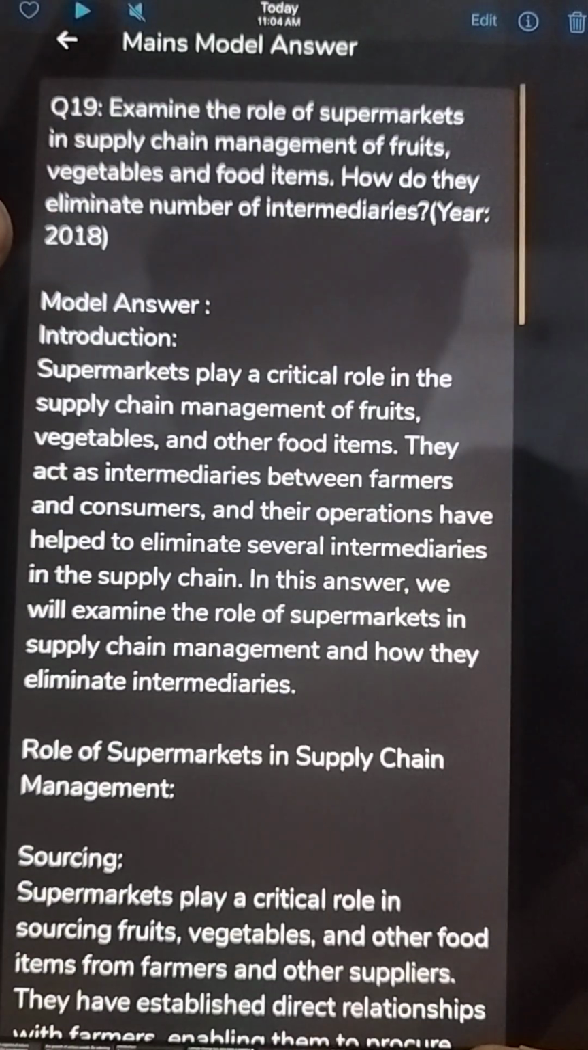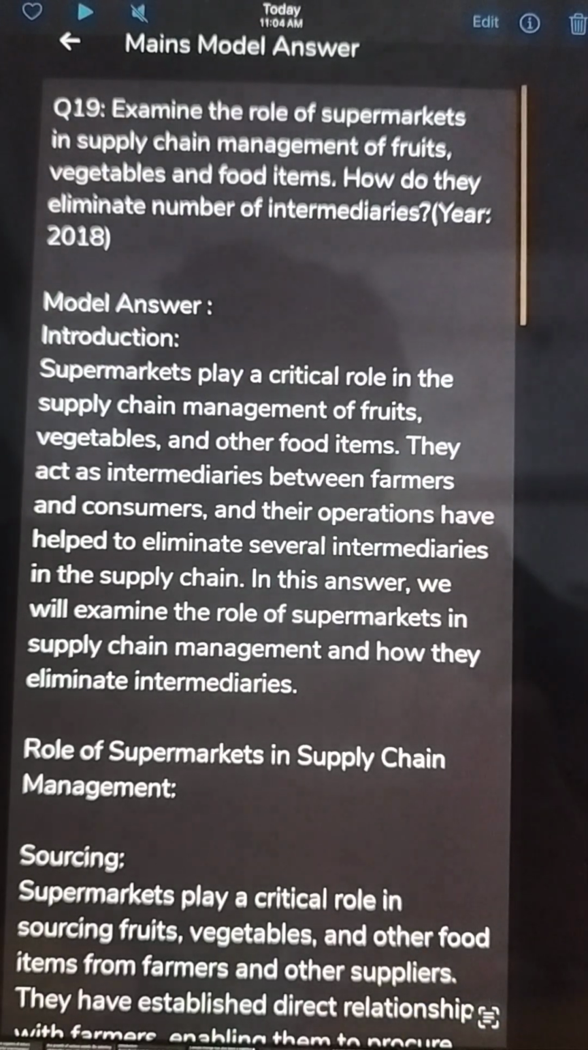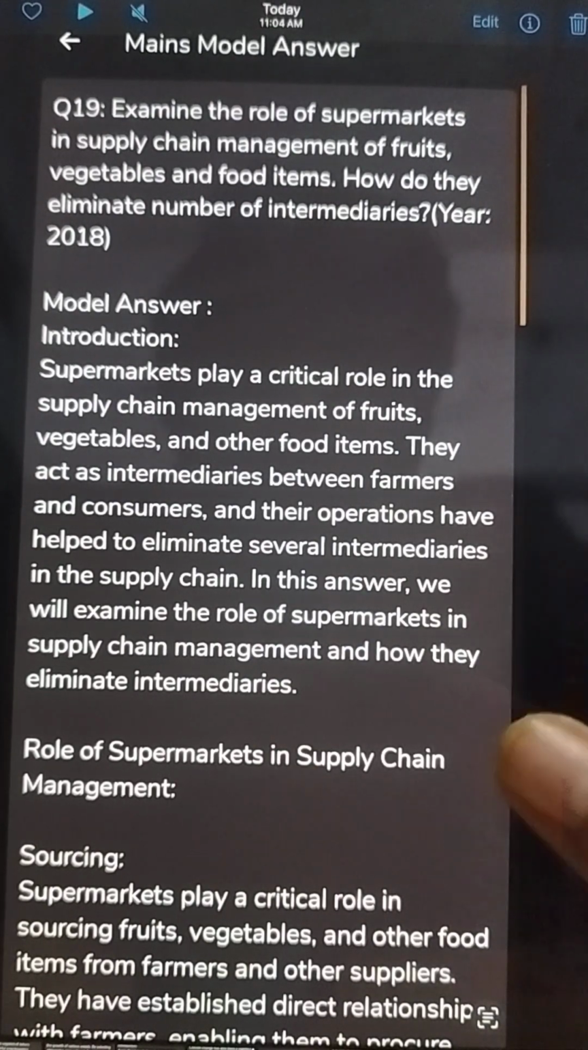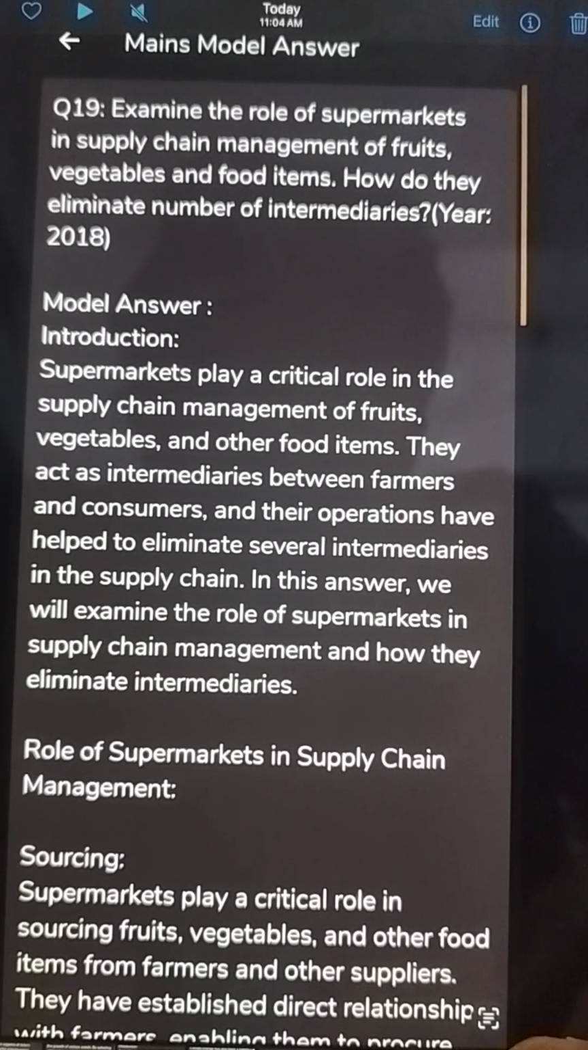Then comes examine the role of supermarkets in the supply chain management of fruits, vegetables, and food items. How do they eliminate number of intermediaries? So supermarkets play a critical role in the supply chain management of fruits, vegetables, and other food items. They act as intermediaries between the farmers and the consumers, and their operations have helped to eliminate several intermediaries in the supply chains. And this answer will examine the role of supermarkets in supply chain management and how they eliminate intermediaries.